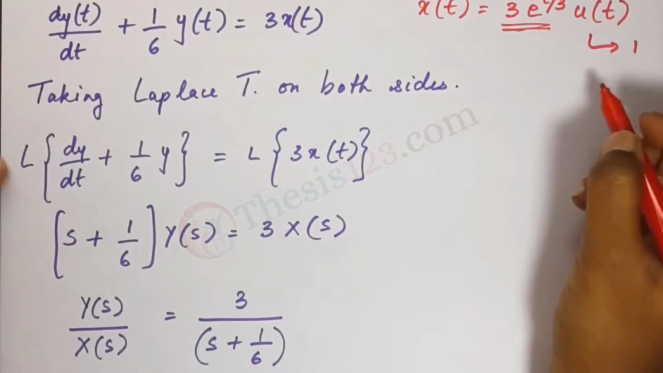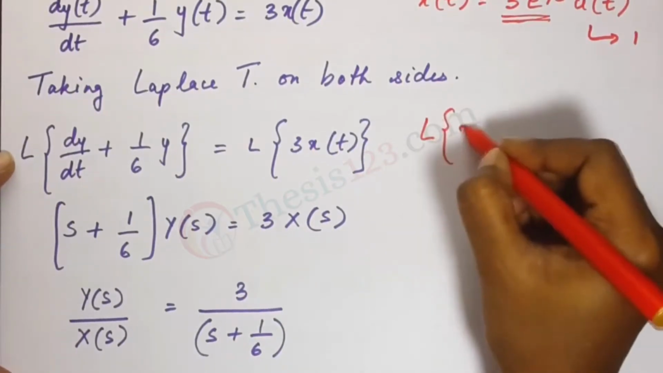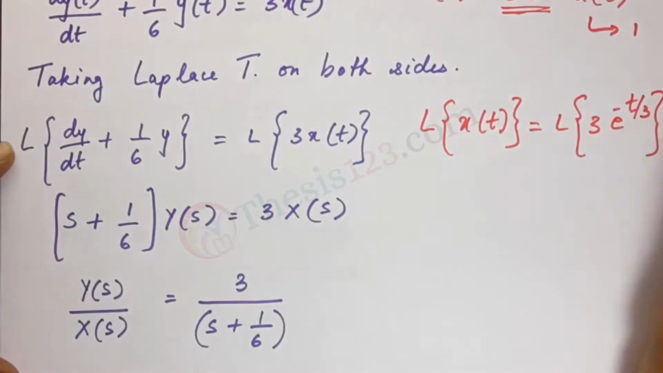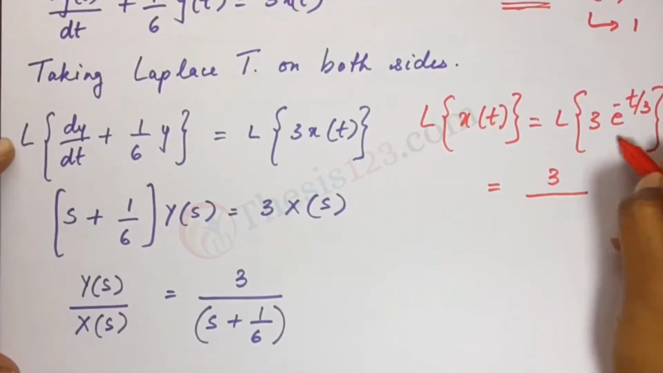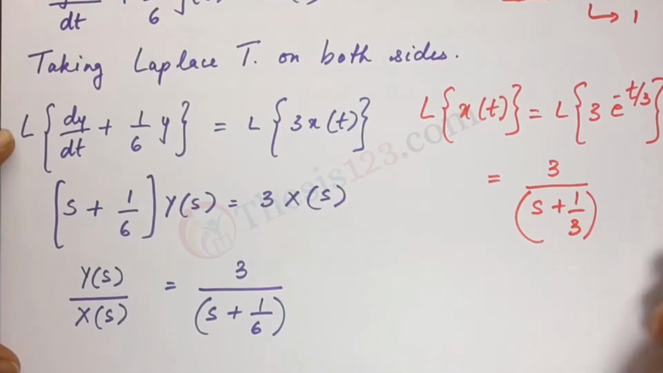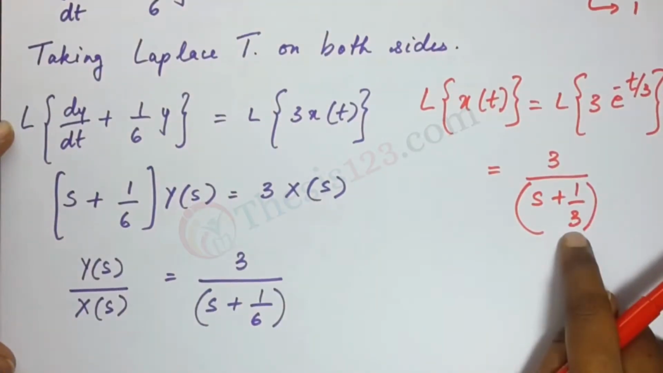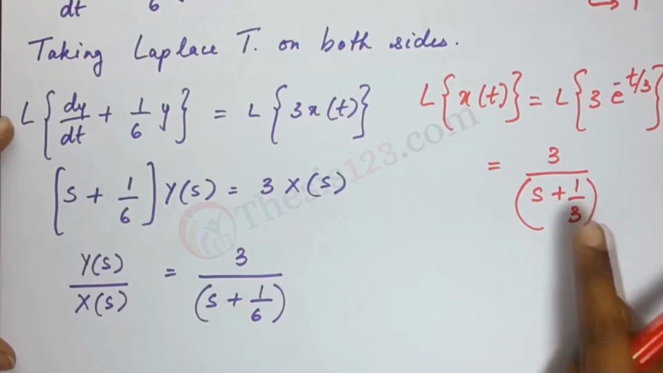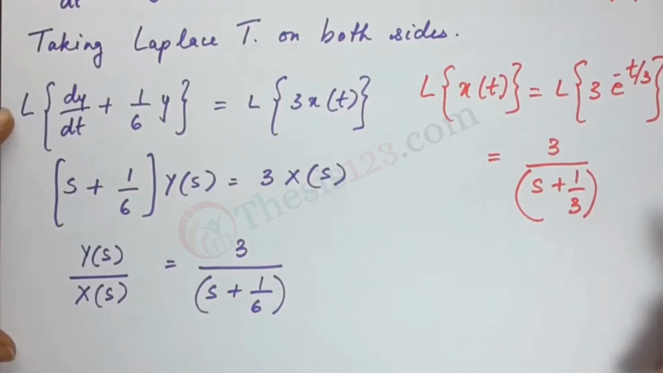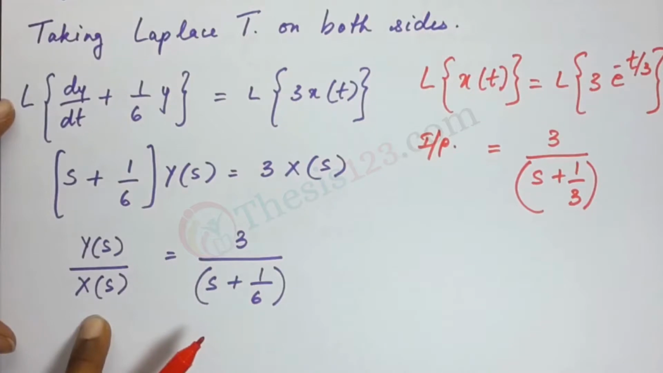Now for 3 e power minus t by 3, applying Laplace to this, I'll put that here. So Laplace of the input x of t is Laplace of 3 e power minus t by 3. And the Laplace of that would be 3 divided by s plus 1 by 3. The Laplace of e power minus t by 3 is 1 divided by s plus 1 by 3 in the denominator. Now I suggest that you keep the list of formulas by you while you are solving this. That will help you out. So this is our input. Now let's substitute this over here for x of s.